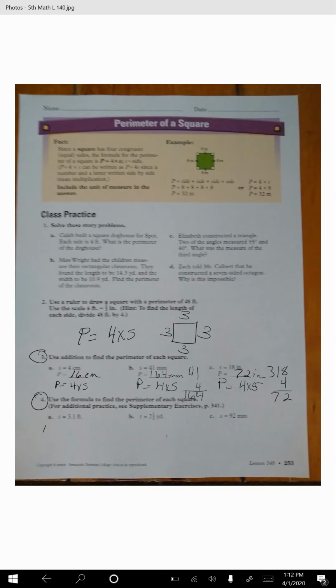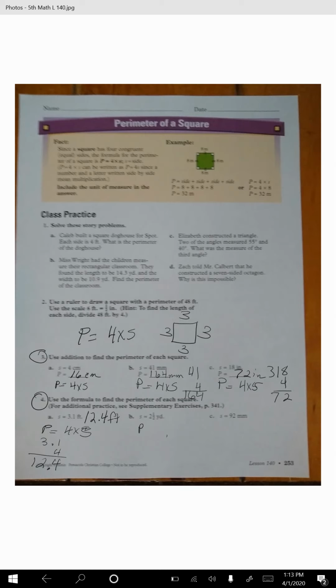All right, let's write our formulas. Perimeter equals 4 times S. This one is 3.1, and we'll still multiply it by 4. No different, just multiply it, then put the decimal in when you're done. 12.4 feet. Hopefully you're doing this with me and not just writing down the answers. That won't help you at all. The next one, they're going to leave as a fraction: not 12 and a half, it's 2 and a half.